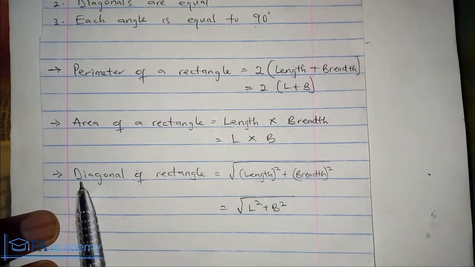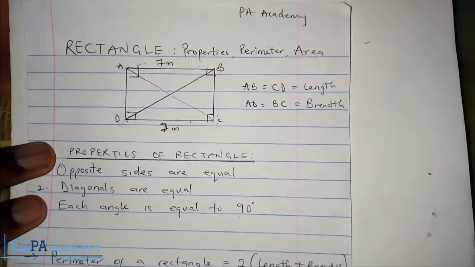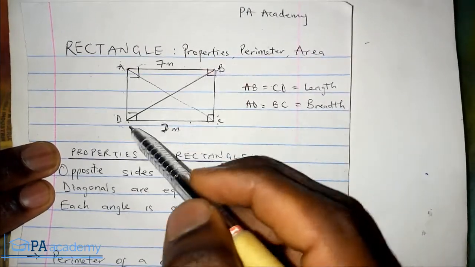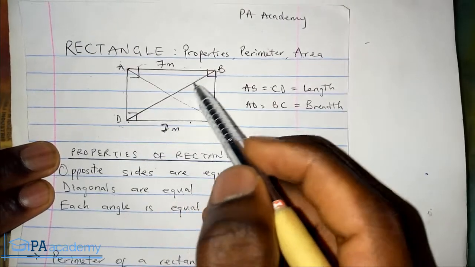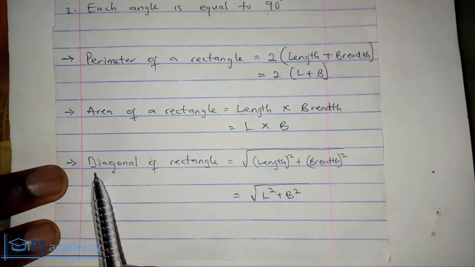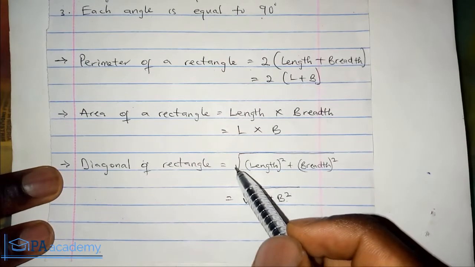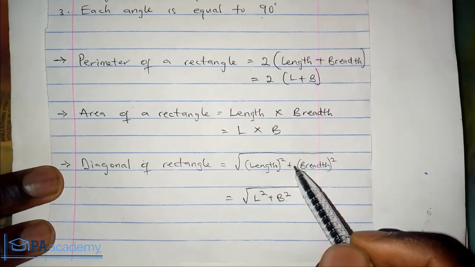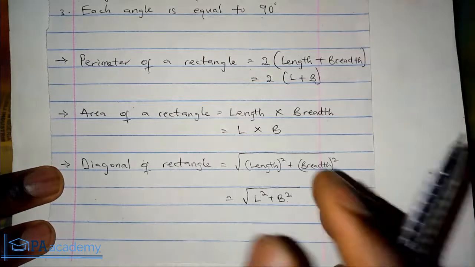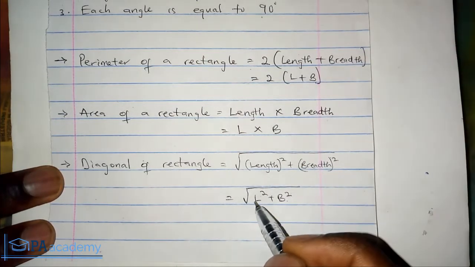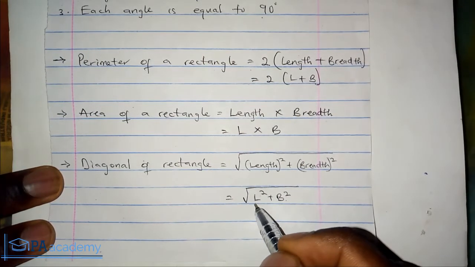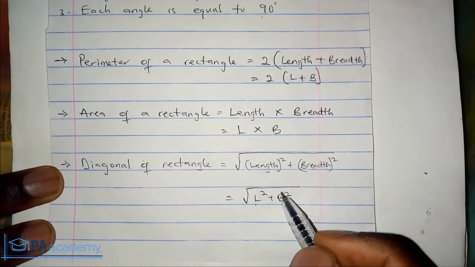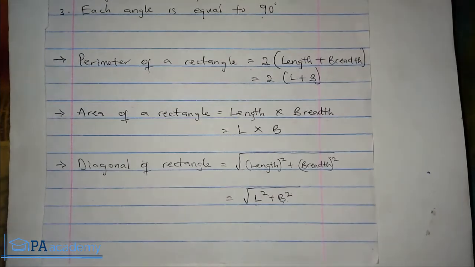Then if you are also looking for the diagonal of a rectangle, that means if you are being given a question and it says, okay, look for the length of this diagonal, how many meters or how many centimeters, depending on your units, of this diagonal. So this is the formula you are going to apply. The diagonal of a rectangle is equal to the square root of the square of the length plus the square of the breadth. This is simply the square root of L squared plus B squared, where L is the length and B is the breadth. So once you square it, you add it, and then you look for the square root. With that, you'll be able to get the diagonal.